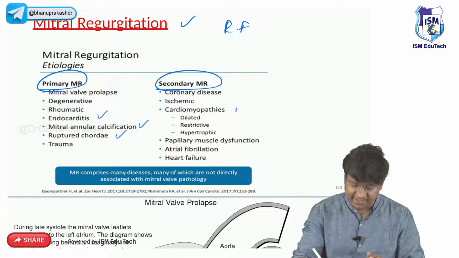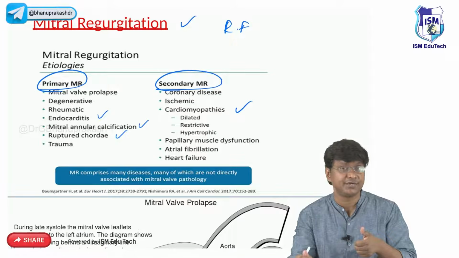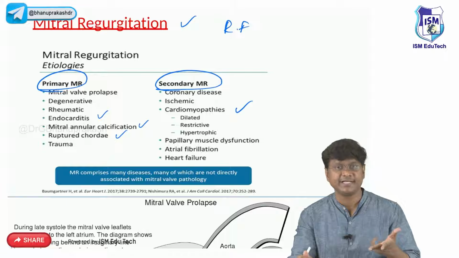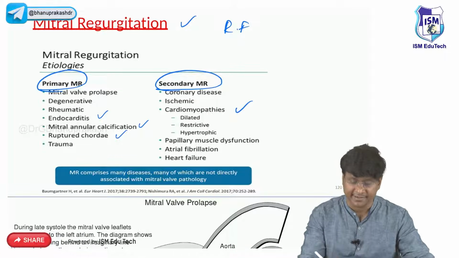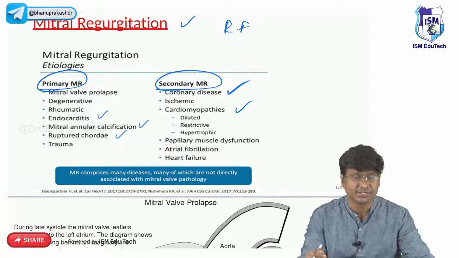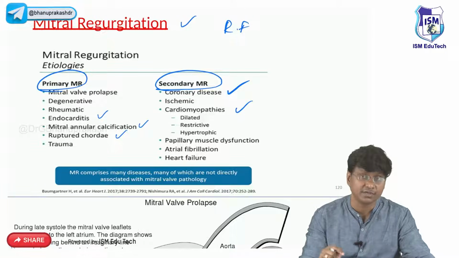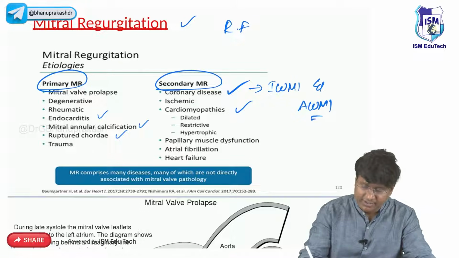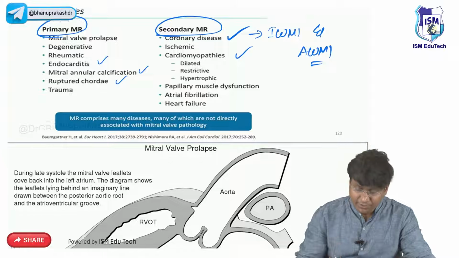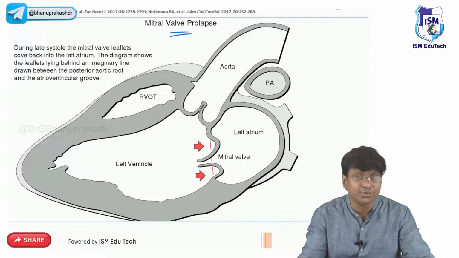Myocardial pathologies are mainly the cardiomyopathies, that is restrictive cardiomyopathy, dilated cardiomyopathy, as well as hypertrophic cardiomyopathy. So these are the ones which will cause the secondary MR. And even coronary artery disease, that is, which particular coronary artery disease can cause MR? That is mainly the inferior wall MI as well as the anterior wall MI that can cause the secondary MR.